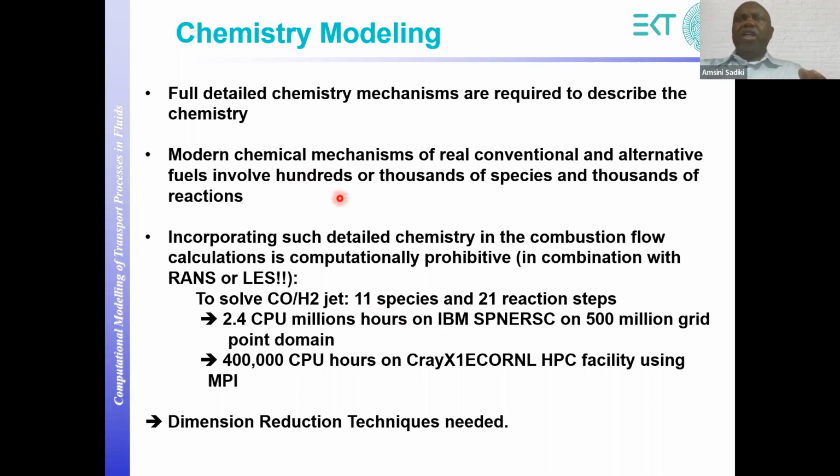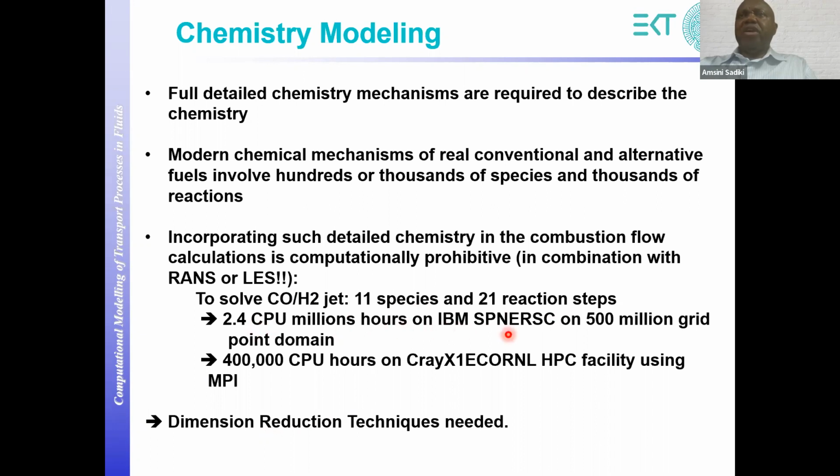So why do we include the flamelet-generated manifold model to reduce the chemistry? And I would not like to repeat everything which was said yesterday. We reduce the dimension of the chemistry and do not use the detailed chemistry. And for example, here, only to point out the fact, if we have a CO and hydrogen jet, we have 11 species and 21 reaction steps.